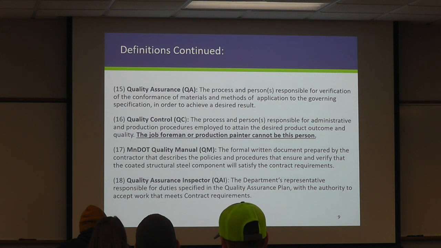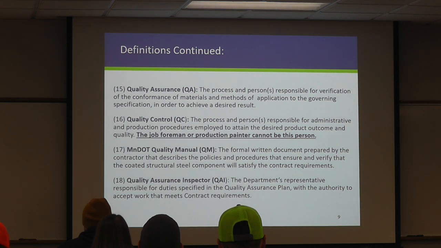Another one being the quality manual. As it states here, I don't want to read a lot verbatim, but it is a written document prepared by the contractor that describes the policies and procedures that ensure and verify that the coated structural steel component will satisfy contract requirements. So basically, it's your go-to document for what happens if this pops up in the field, what happens if that pops up in the field. I'll show you examples as we get down the line here a little bit.